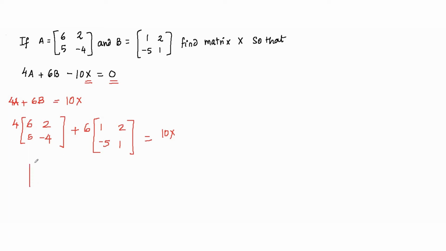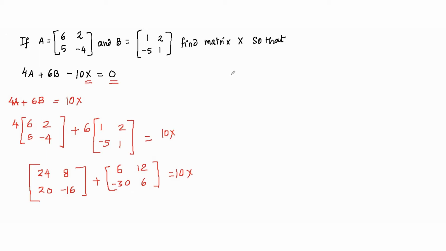When I have 4 times the matrix A, it means that I have to multiply each term with 4. So 4 sixes are 24, 4 twos are 8, 4 fives are 20, and 4 into minus 4 is minus 16, plus 6 times this matrix. So 6 times this matrix would be 6, 12, 6 into minus 5 is minus 30, and 6 ones are 6. This equals 10 times X, right?